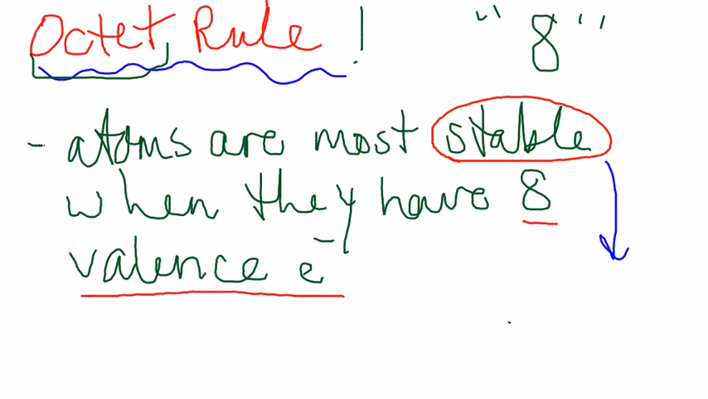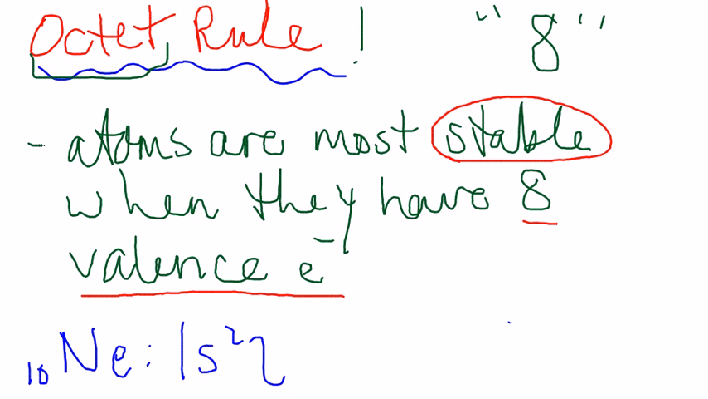So, to continue, let me explain why the number 8 is important. To do that, I'm going to show you something that has 8 valence electrons. I'm going to do a little electron configuration for it. So here's neon, and we know neon has 10 total electrons. So that's going to be 1s2, 2s2, and then 2p6.